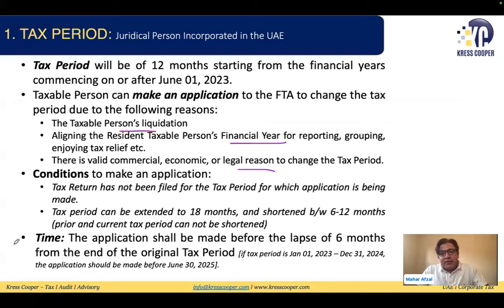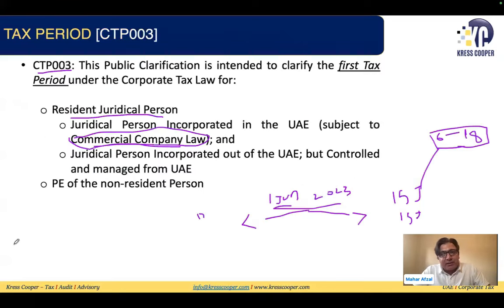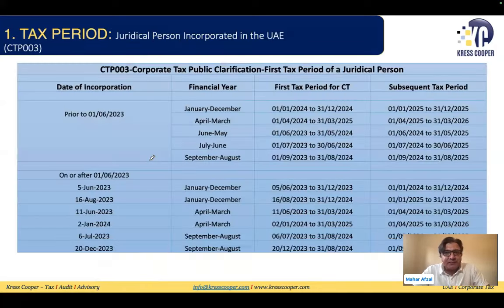So what we have discussed, coming back to public clarification number 3. Public clarification number 3 deals with 3 things. What are those 3 things? A resident person incorporated in the UAE, which is subject to commercial company law. This we have discussed. Now we are going to discuss PE of the non-resident person. Then we'll be discussing juridical person incorporated outside the UAE. So let's go and discuss PE of the non-resident person in the UAE.